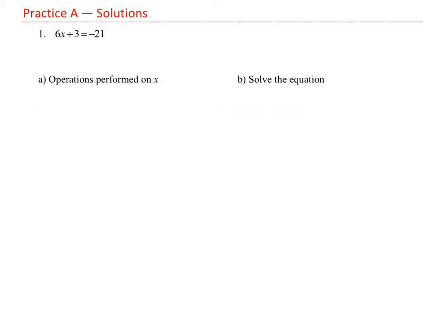Here's our first equation. 6x plus 3 equals negative 21. We're going to begin by identifying the operations performed on the variable x, and we need to make sure we do that with the correct order of operations. So let's do that now. The expression 6x plus 3 involves 6x, that means 6 times x, and then plus 3, that's an addition. So the first operation taking place here is multiplication. After the multiplication is done, then the addition operation is taking place.